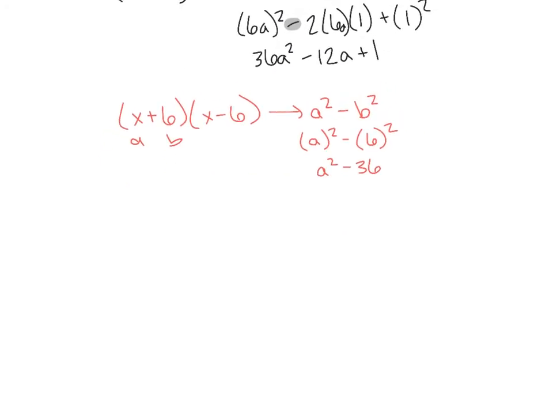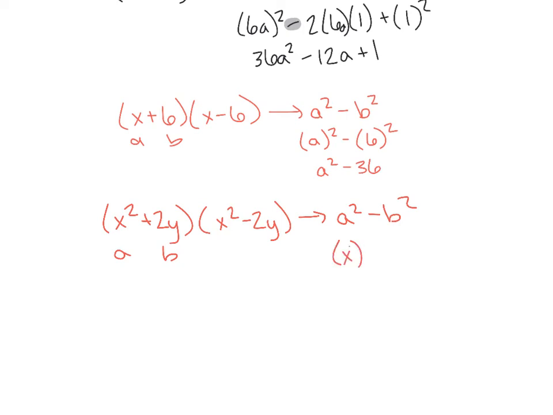Or if we do another one, let's do x squared plus 2y, x squared minus 2y. And you write it in the form of a squared minus b squared. This is your a, this is your b. And you get x squared squared minus 2y squared, and you would get x to the fourth minus 4y squared.